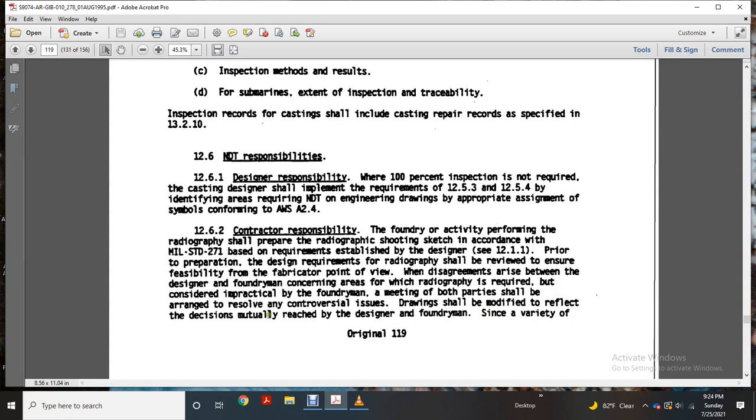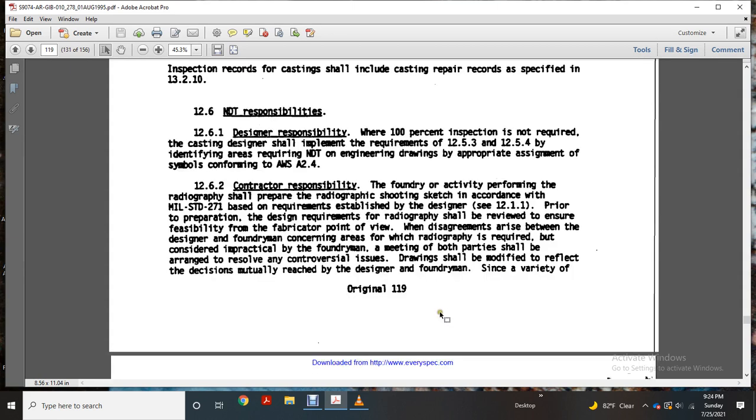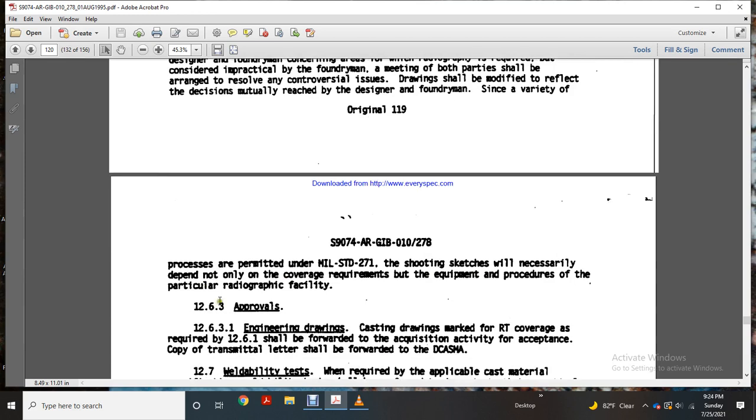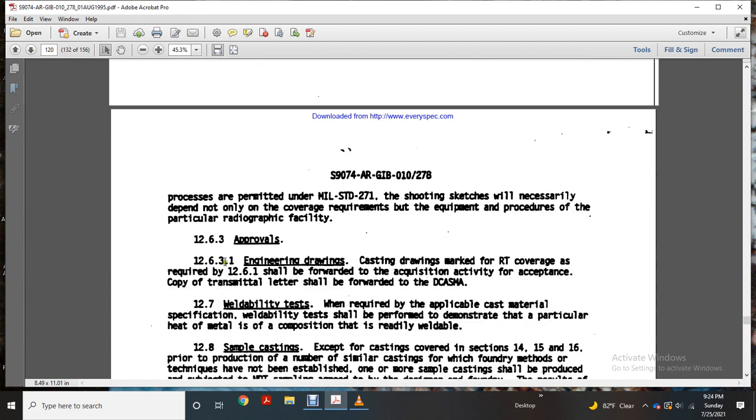Drawing shall be modified to reflect the decisions usually reached by the designer and foundryman, since a variety of the processes permitted, MIL-STD-271 shooting sketches will be necessary, dependent only on the coverage requirement of the equipment available with the particular radiograph at facilities. 12.6.3 Approval. The engineering drawings, casting drawings marked with the radiographic testing coverage required in 12.6.1 shall be forwarded to the acquisition activity for acceptance with the transmittal letter forwarded with the DECASM.